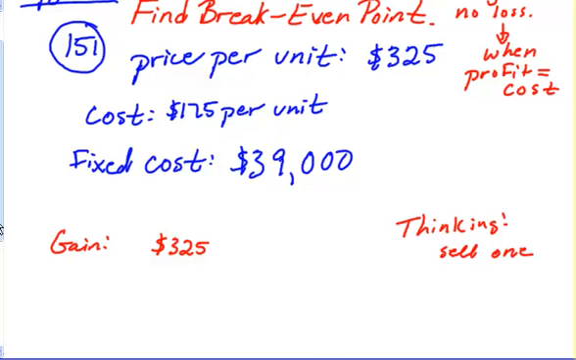So if we sell one, that means that how much did you make? How much did you get off that one? $325, right? That's what you put in the register. So $325.